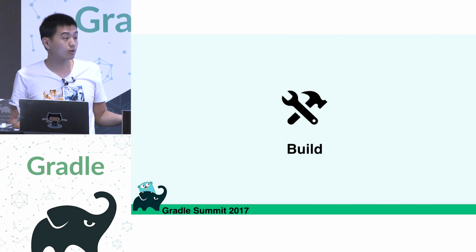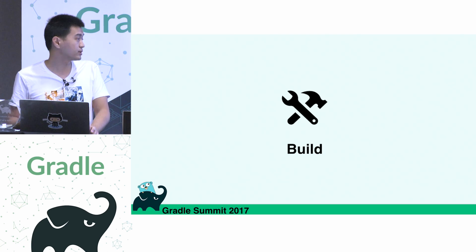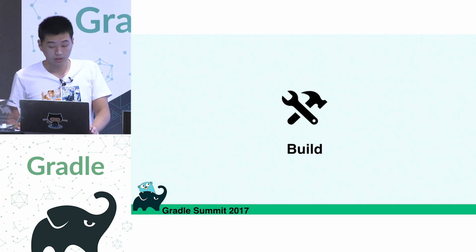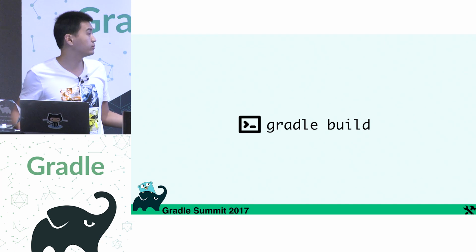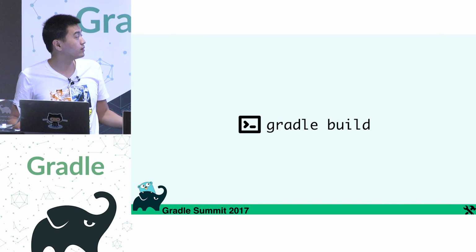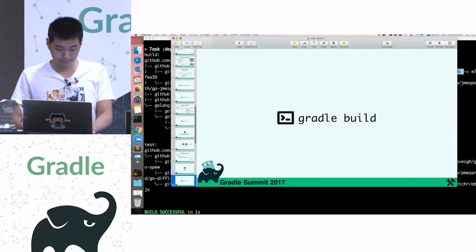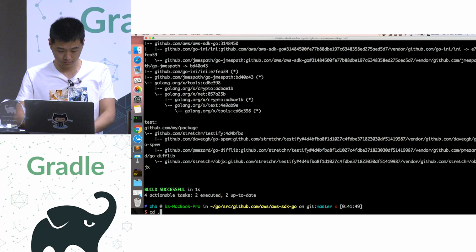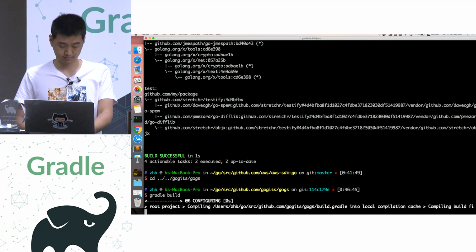After all dependencies are ready, we can do build. With Gogradle, you can have a pretty simple solution to build Go projects. You just need to run Gradle build to invoke Go build to compile your source code into native executables or libraries. Let's see the demo. Still Gogs. Let's run Gradle build.